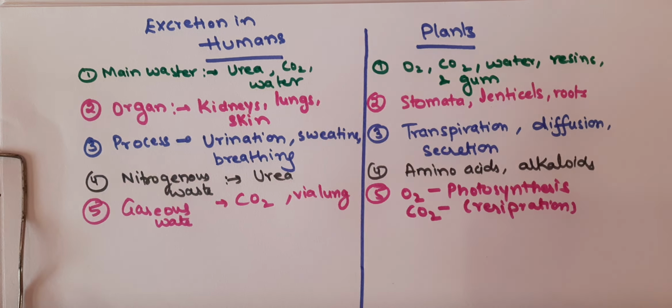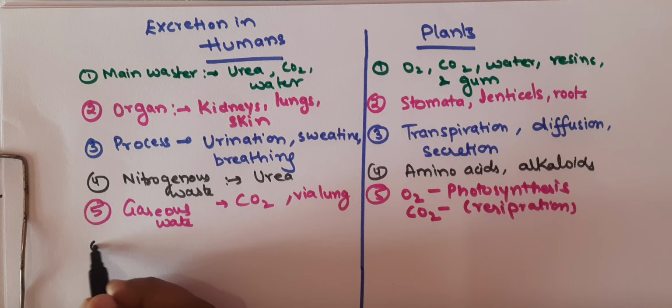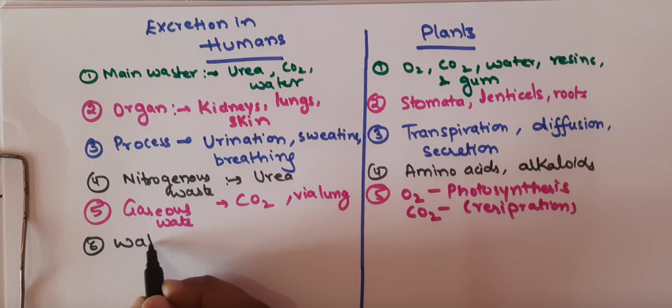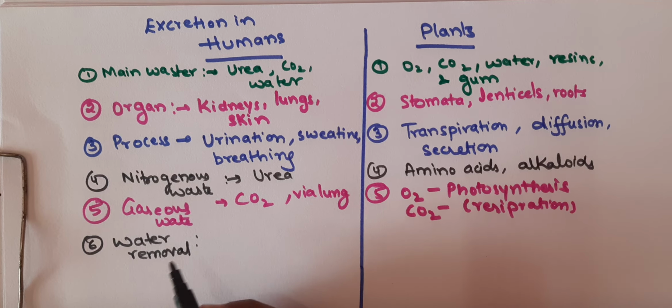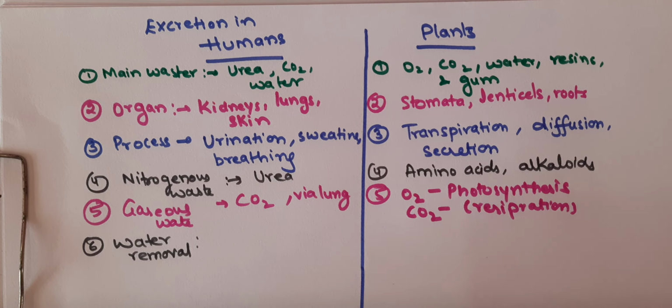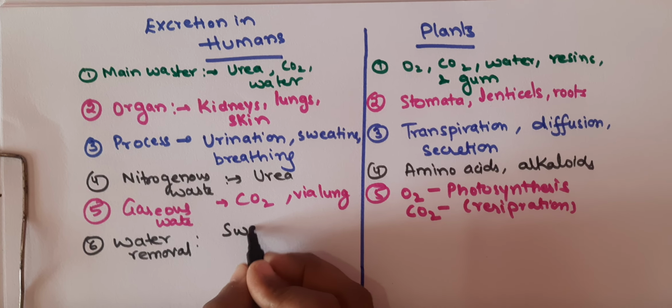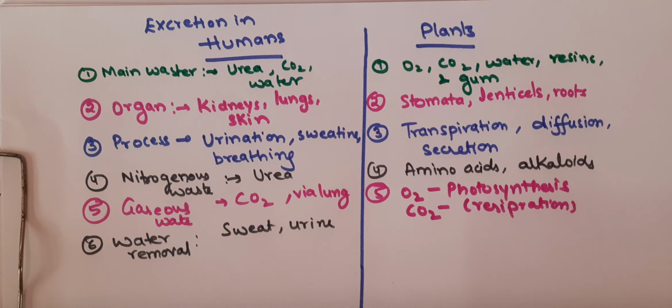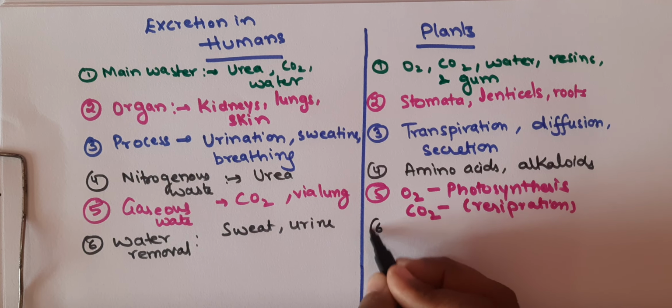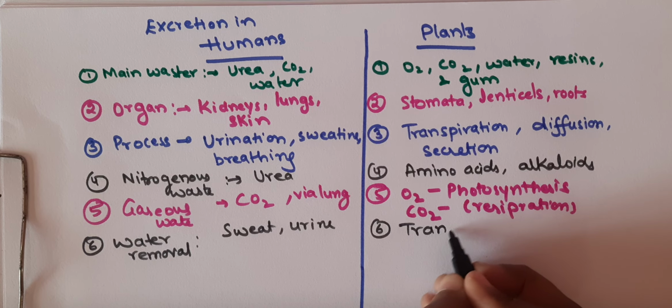Now if there is a water buildup in the human system, so the water removal, this is the next difference between the two. In humans, the water removal is through sweat and urine, whereas in the plant it is through the process of transpiration and guttation.